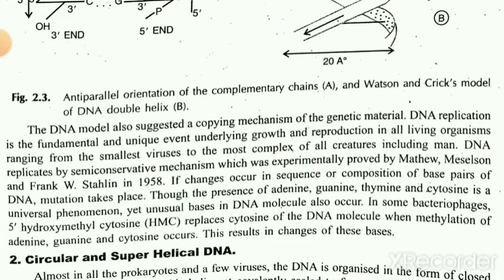DNA replicates by a semi-conservative mechanism, which was experimentally proved by Matthew Meselson and Franklin W. Stahl in 1958. If changes occur in the sequence or composition of base pairs of DNA, mutation takes place.